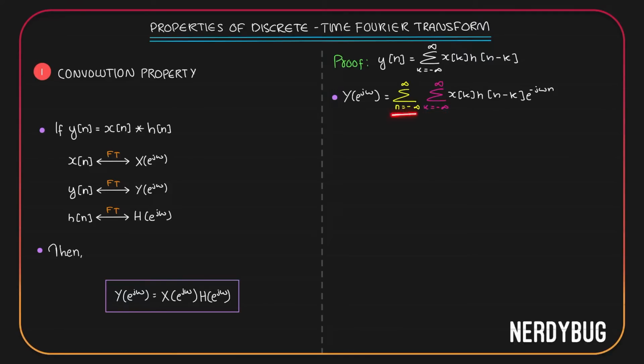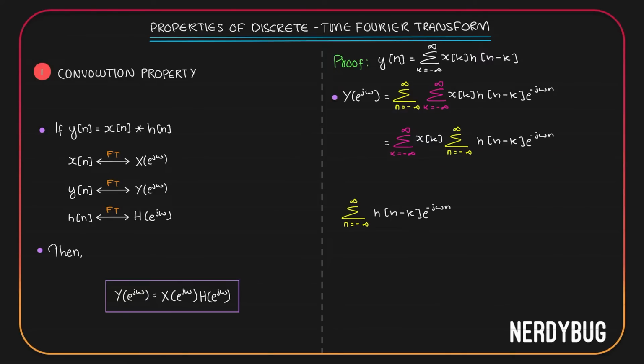We have two summations here. One is with respect to n and the other is with respect to k. Let us change their order. The inner summation is now with respect to n. x of k doesn't have anything to do with n, so it can come out of that summation. Now over here we have summation from n equals minus infinity to infinity h of n minus k e raised to minus j omega n. Let us take it out.